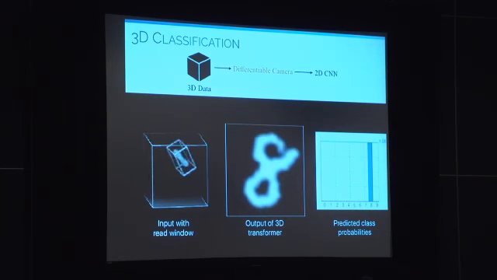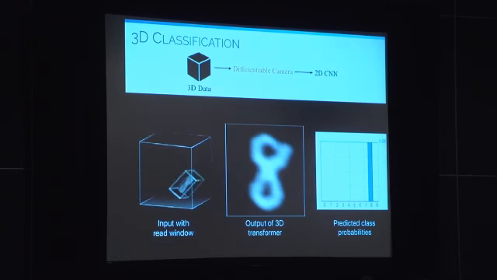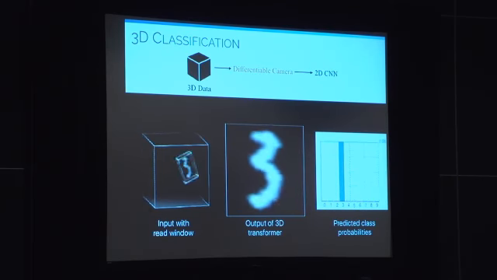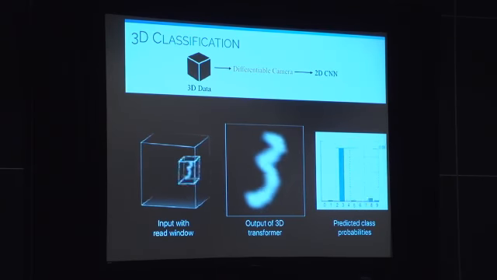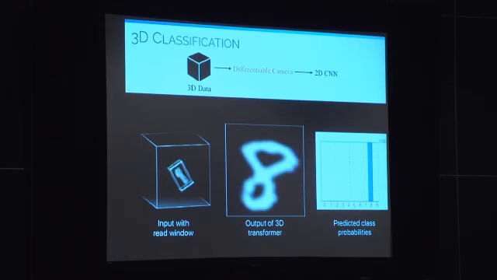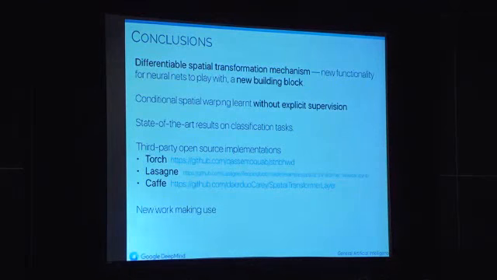In the middle is the flattened output of the 3D transformer, the output of the differentiable camera, which is then fed into the classifier. So yeah, this kind of works. And yeah, I think that's all I've got time for.